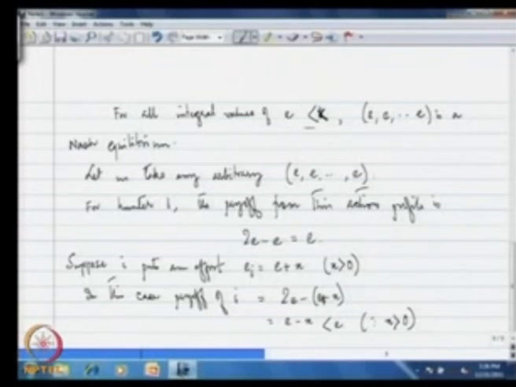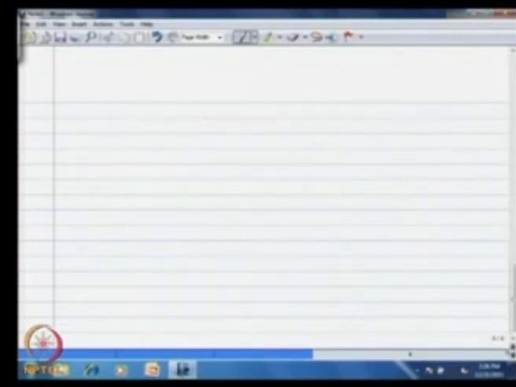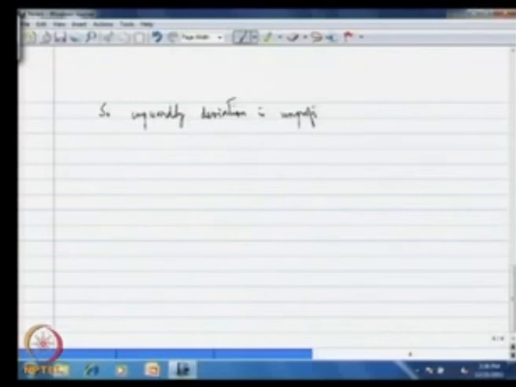So, that is why deviating upwardly, or putting an effort more than what the others are putting, is unprofitable.